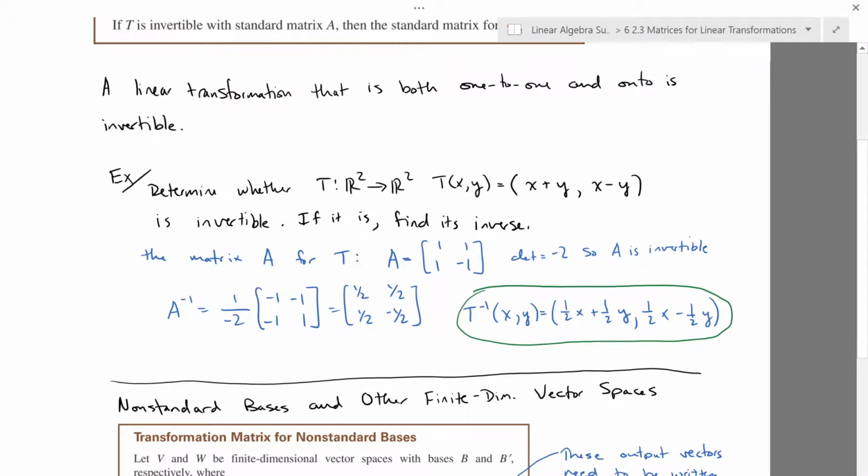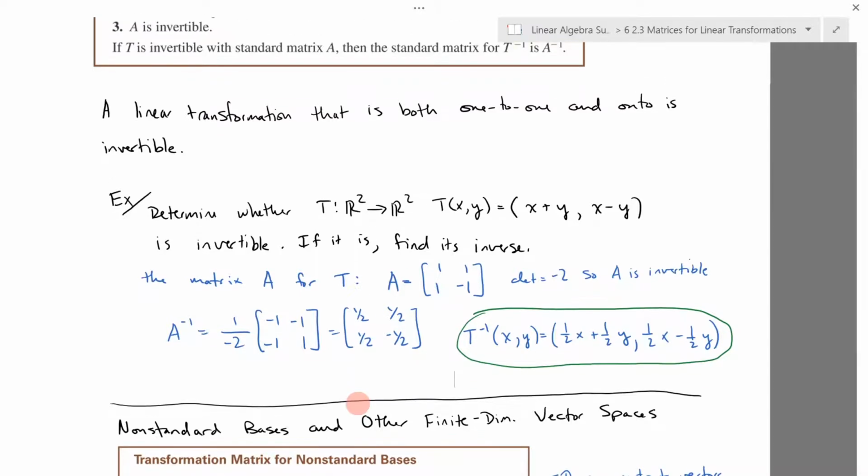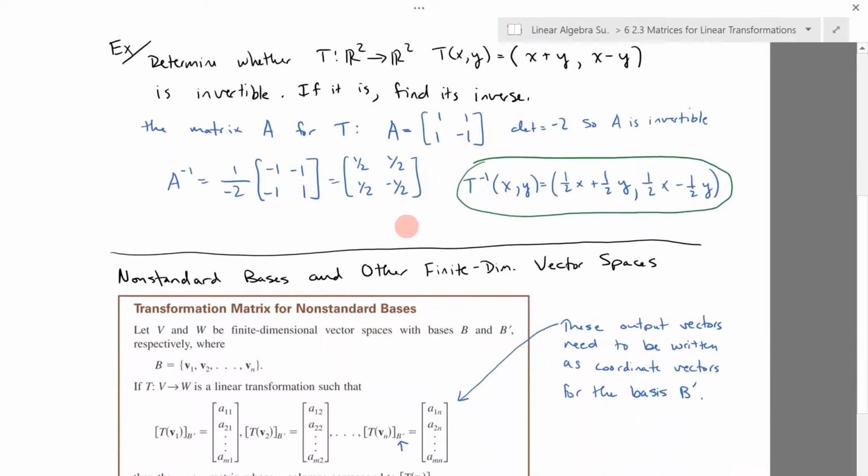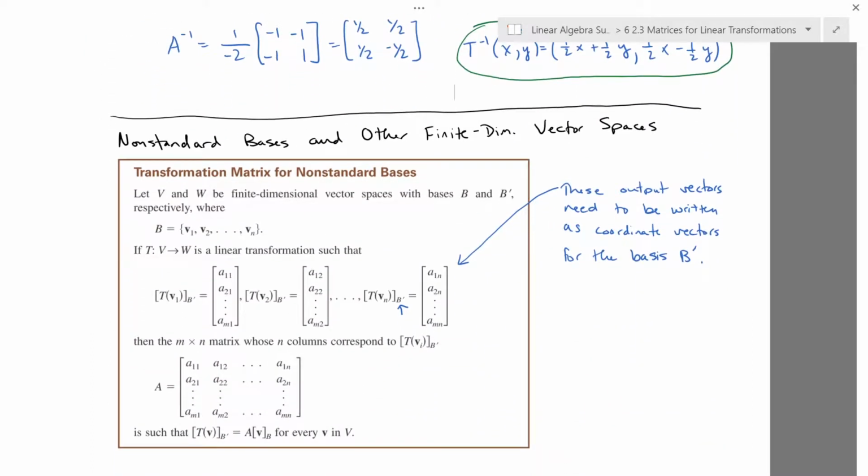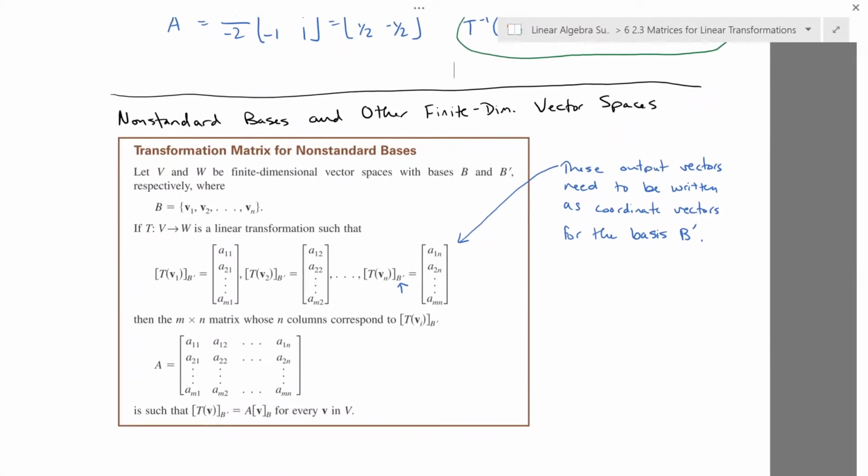Okay, so we've been working with the vector spaces Rn and the standard basis. What if we have non-standard bases and other finite dimensional vector spaces? So we can still find the matrix for the linear transformation in that case, right? As long as the domain and the codomain are finite dimensional, the procedure is essentially the same, except you have to be slightly careful with the bases, right?